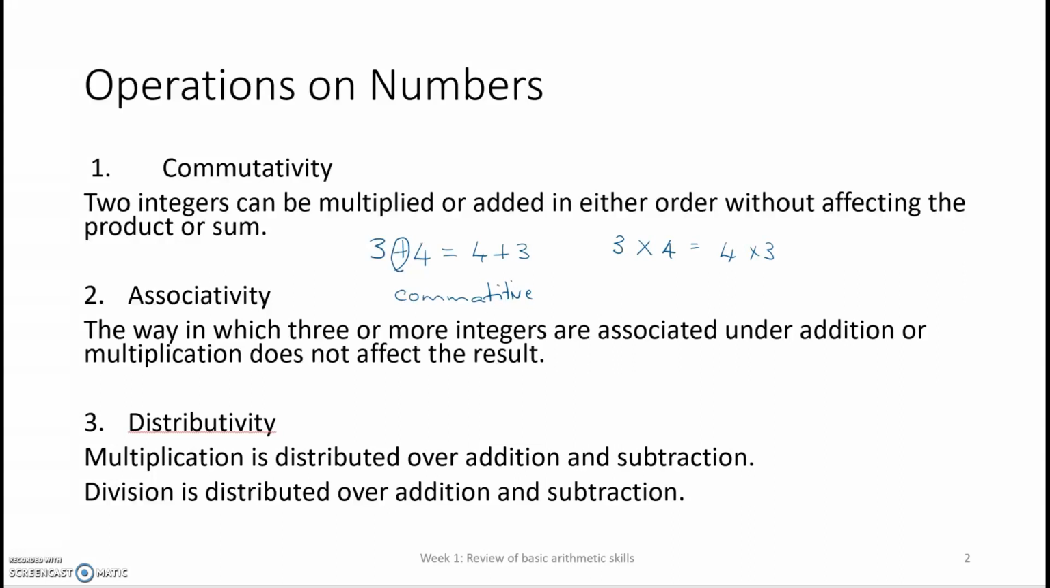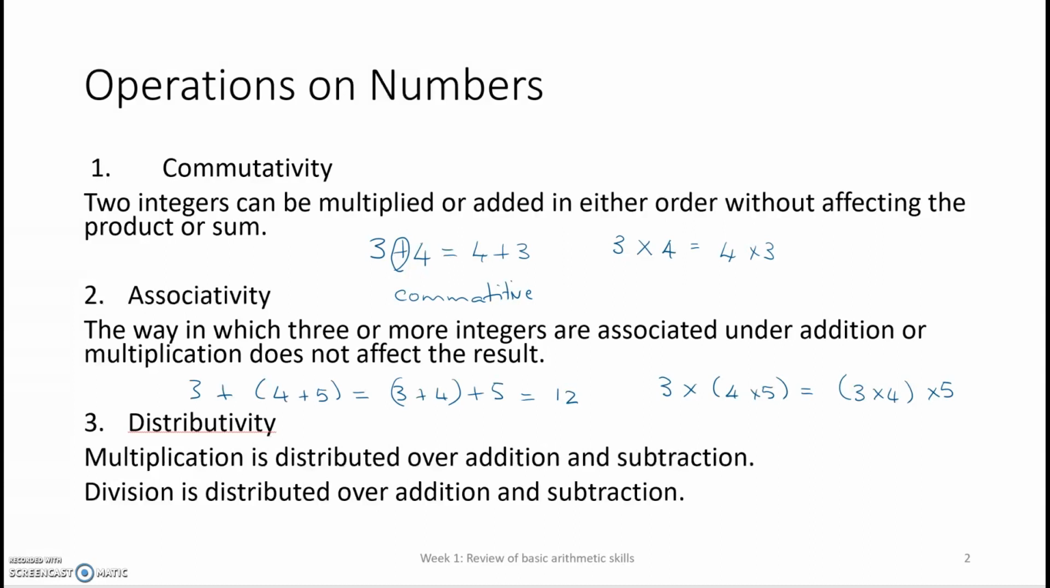Associativity is just how three integers are associated without the answer being different. So we could have 3 plus 4 plus 5. That's the same answer as we would get if we associated 3 and 4 and then added 5. Every way, we're going to get 12. Similarly, if we've got multiplication, if we've got 3 times 4 times 5, we're going to get the same answer if we multiply or associate the 3 times 4 and multiply it by 5.